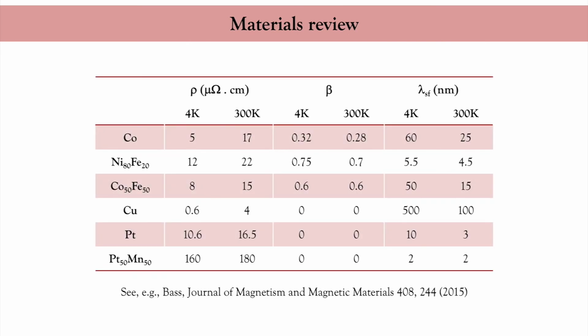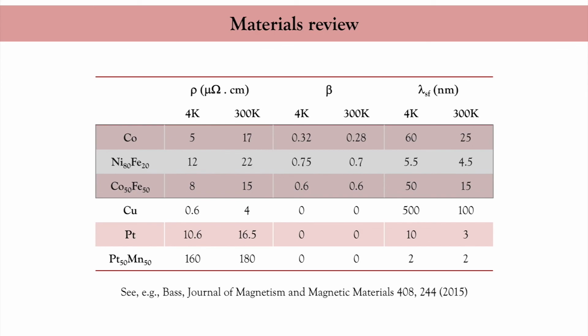In the decades that followed the discovery of the giant magnetoresistance, a lot of experimental studies have been conducted to determine the materials parameters of a wide variety of metallic thin films, and in particular their bulk polarization and spin diffusion length. In this table, I give you a few examples of typical materials used in spin valves. Let's take the first three transition metal ferromagnets: cobalt, permalloy, and cobalt iron.